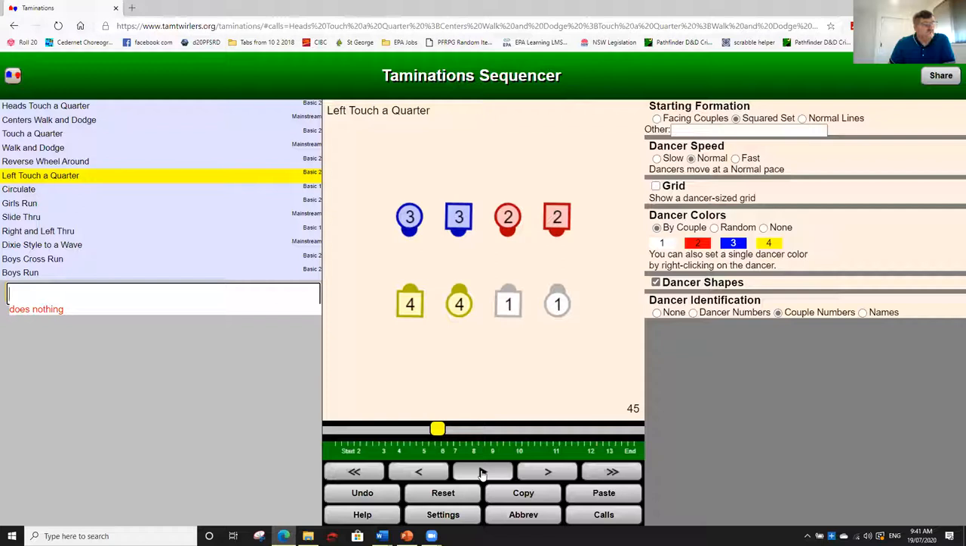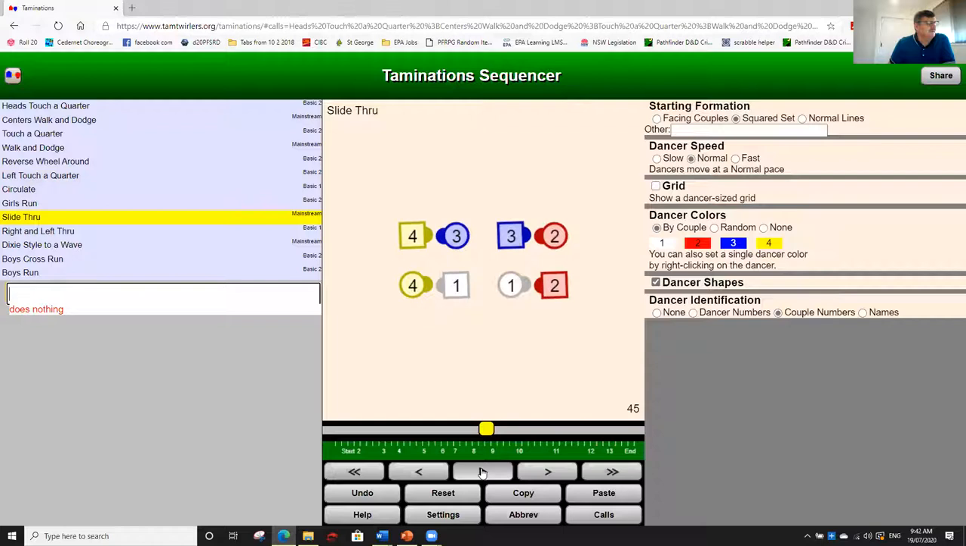In this part right here, I can introduce any partner line to partner line: pass through, wheel and deal, double pass through, first left, next right. Okay, let's continue. Left touch a quarter, circulate, girls run. It's a corner box. So I've now got to get into a corner box, and I've got a partner line to a corner box conversion. Wow. And we're not even halfway through the singing call.